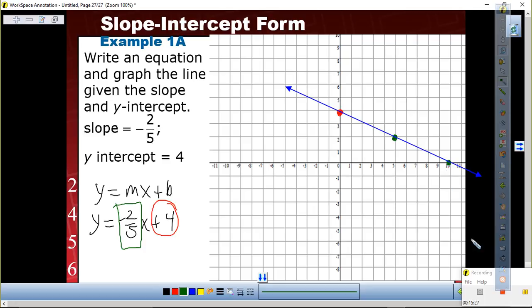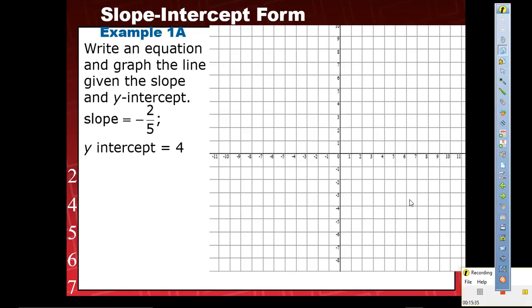Okay, copy that. Copy example 1B, in the top right of your paper, of the big graph paper. Slope is 4, y-intercept is negative 6. Copy that, please.